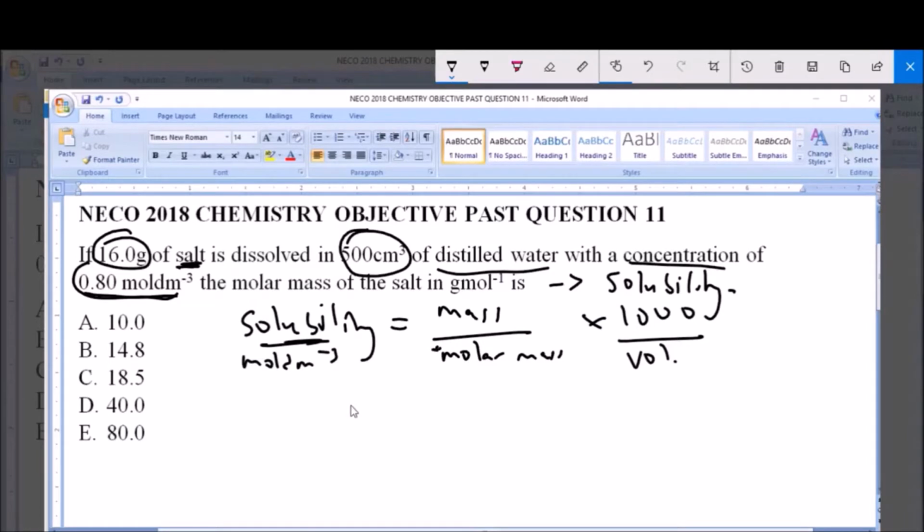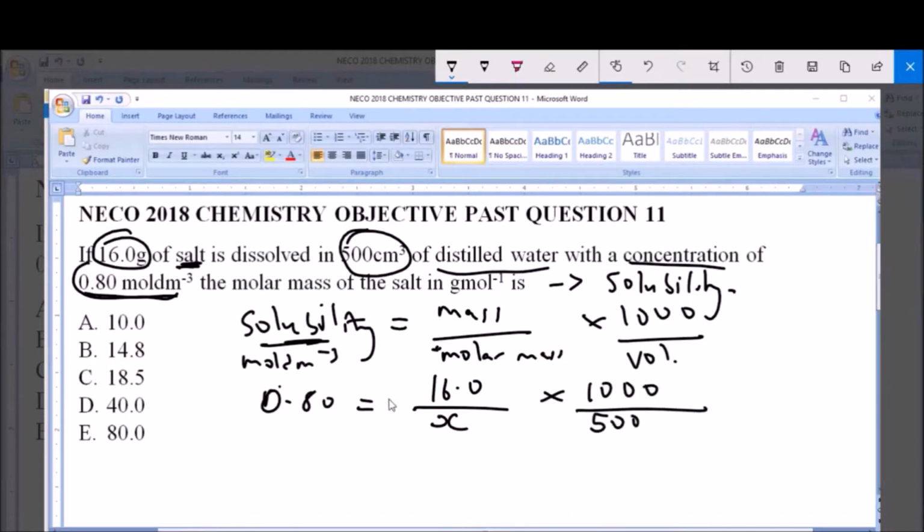So what we need to do is to substitute and then make the molar mass the subject of the formula, and we get our answer. So the solubility here, 0.80, is equal to mass 16.0 over molar mass unknown, let's call that x, times 1000 over volume, which is 500. So multiply this by this, and this by this. That will give us 16,000 over 500 x, equal to 0.80.